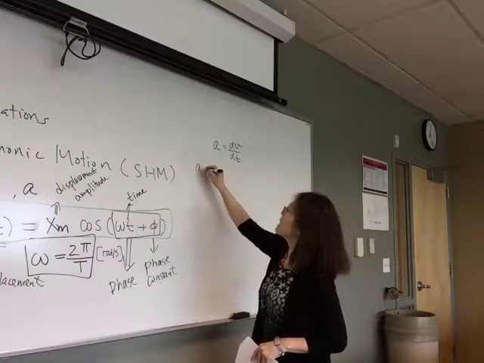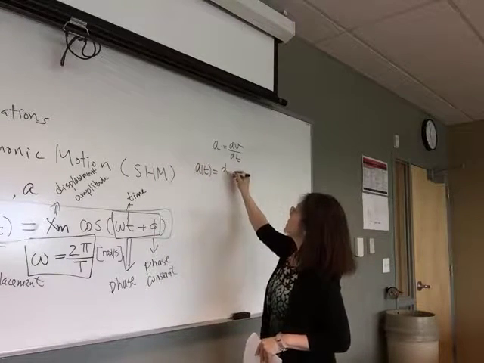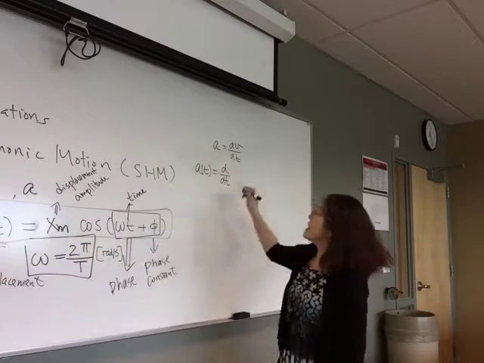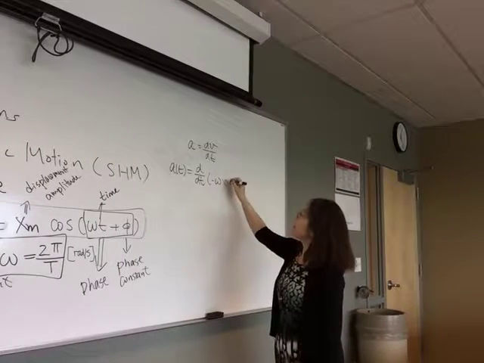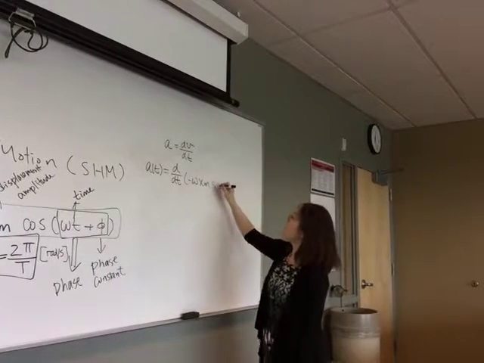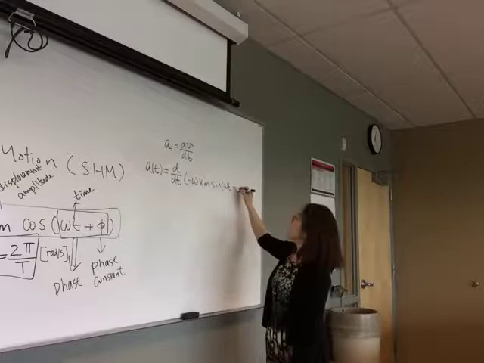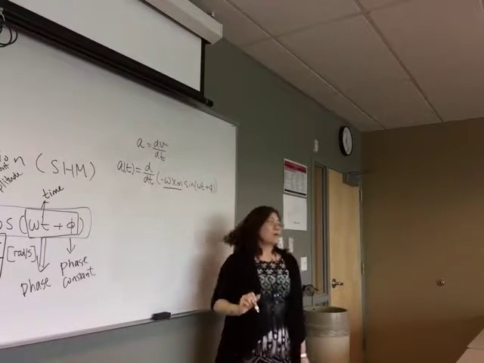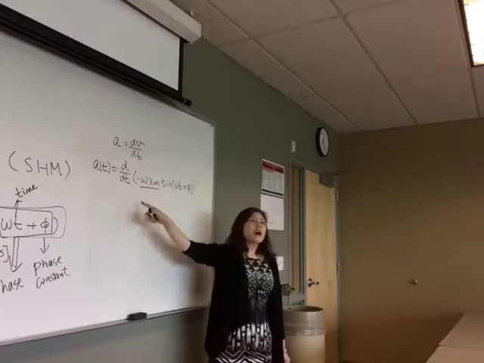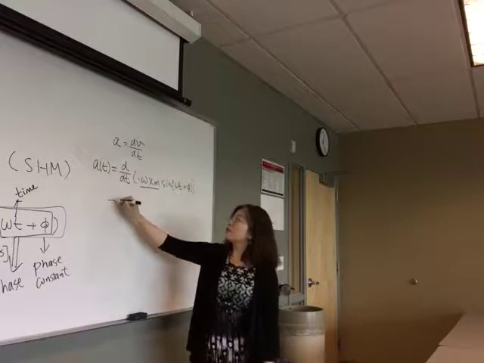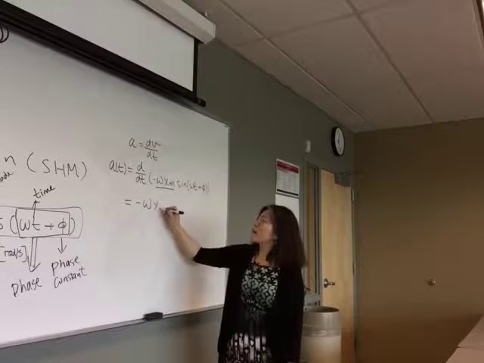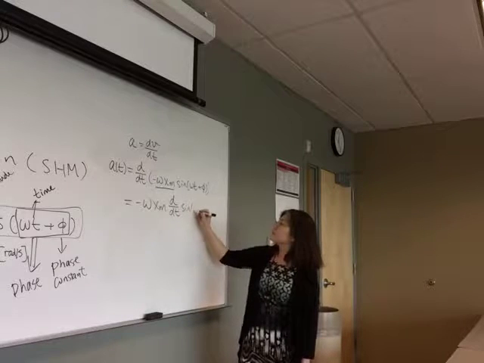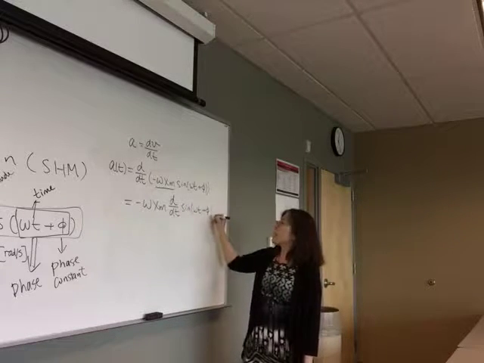So you have your a of t, which is equal to d/dt, and then just copy down what the v of t is. Your v of t is negative omega xm sine of omega t plus this. These two things, omega and xm, are constants, so you can move them outside the differentiation sign. So you have negative omega, and then xm. You're just going to differentiate this. Take the derivative of this. So what would that be?